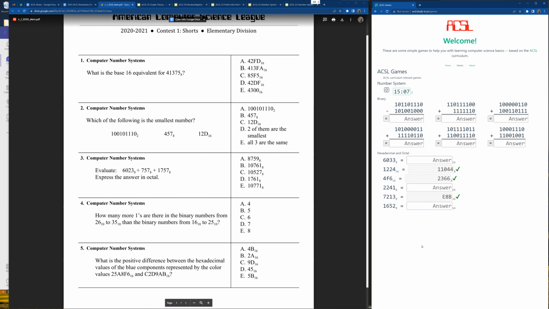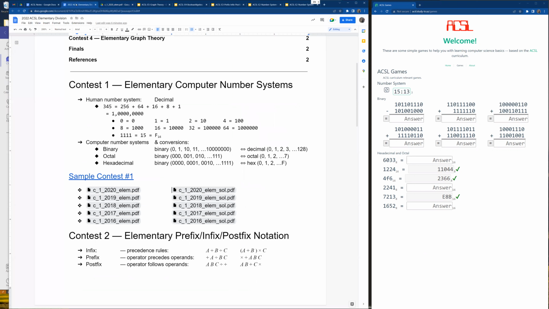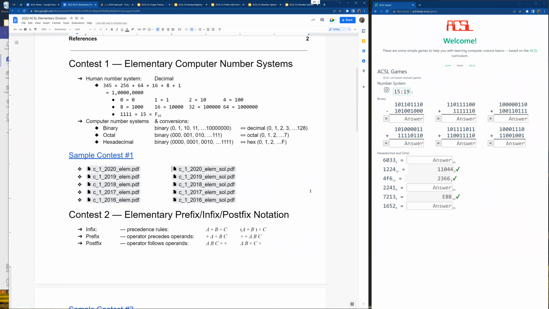So that's the number system stuff, right? Let's continue to the next one, which is expression notation. That's pretty easy. Okay, expression notation. Is that easy? Wait.